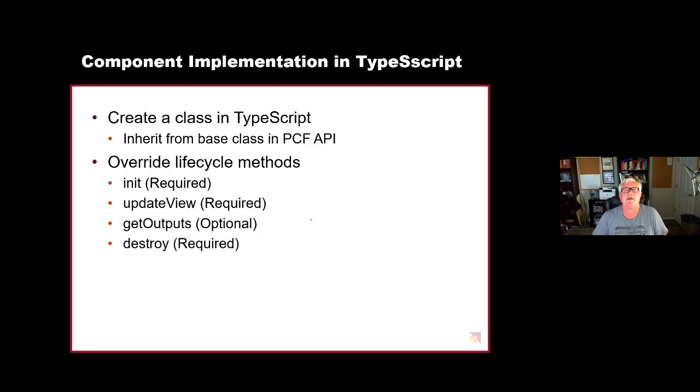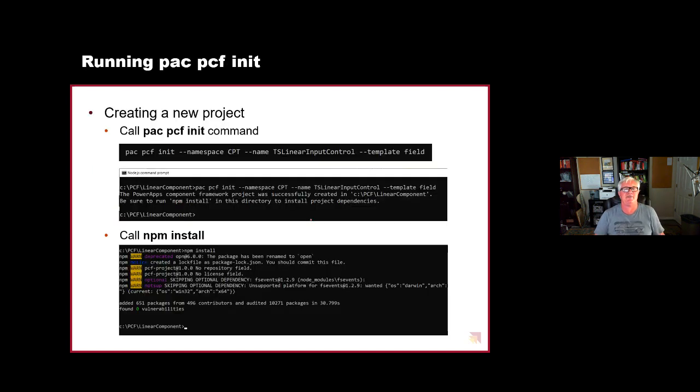Then we created a class in TypeScript, and we saw the main methods being init, which is your one-time component initialization. Update view keeps getting called just before it renders, so that's a good place to do any type of UI work. You have get outputs, which we haven't really seen yet; we'll see that as we push our work into the PowerApps environment. And you have the destroy method, which you have to implement, but if you have nothing to clean up, you just have it as an empty method inside there.